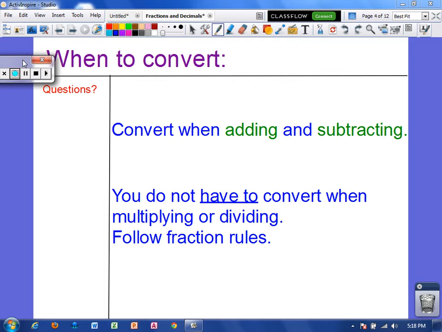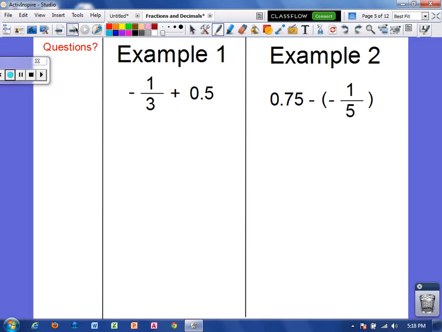Alright, when should we actually convert? If we are adding and subtracting, then we want to convert and make sure we have only fractions or only decimals. Now, if we're multiplying and dividing, we actually don't have to convert, we just follow fraction rules. So let's do some examples together.